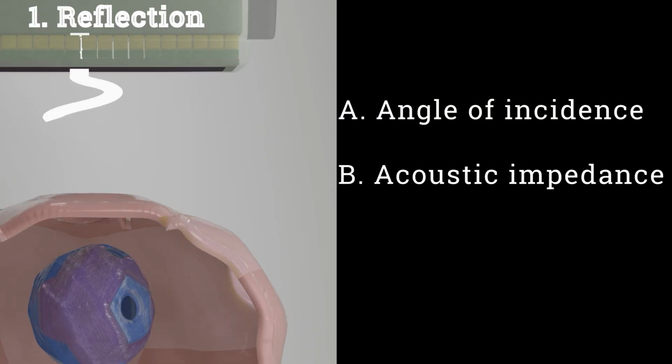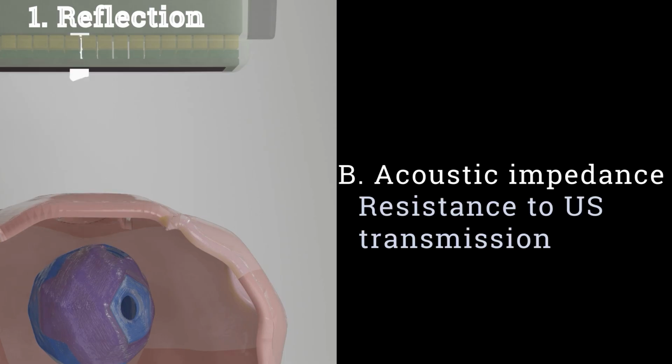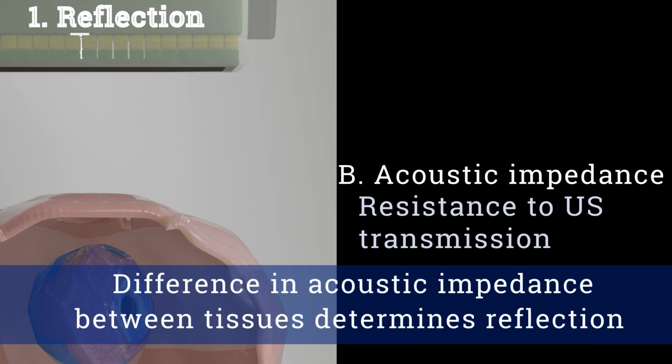Acoustic impedance is the ease with which the sound wave propagates through the medium and is determined by the density and stiffness of the tissue. Think of it as the resistance to ultrasound transmission. When the ultrasound wave travels from one medium to another, a change in acoustic impedance occurs. This amount of change will determine the amount of reflection and thus what you see on your ultrasound screen.